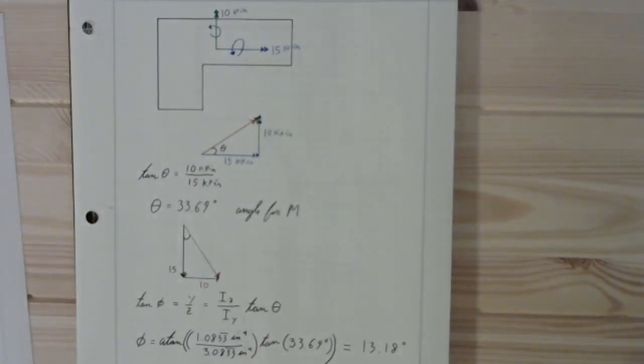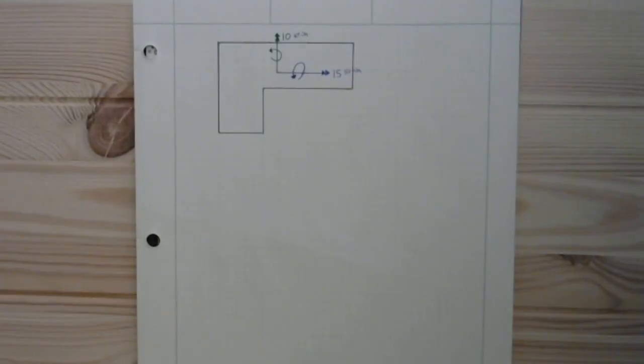Welcome to the second video on the example problem for unsymmetric bending. In this video, we'll go through finding the angle of the neutral axis and the angle of the moments that are applied to this cross-section. Now that we've determined the second moment of inertia for both of the directions of this cross-section, it's time to find the angle of the total moment.